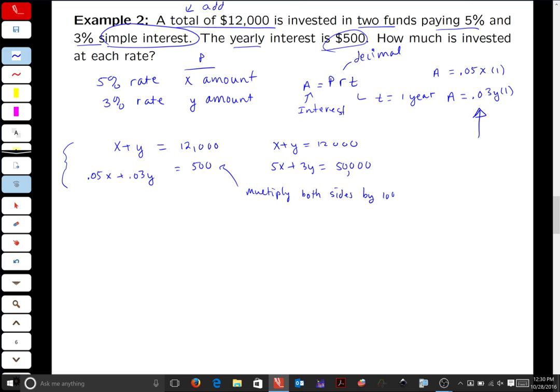Not 100%, by 100 to eliminate the decimals. Now I can solve this equation. There are no minus signs in this equation, so I get to choose whichever equation I want and whichever variable I want to solve for. So what is your desire?